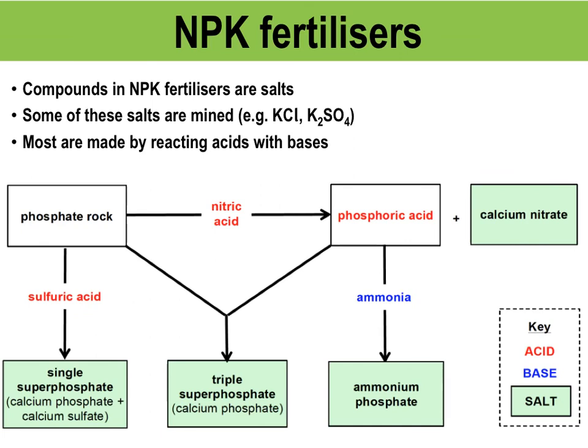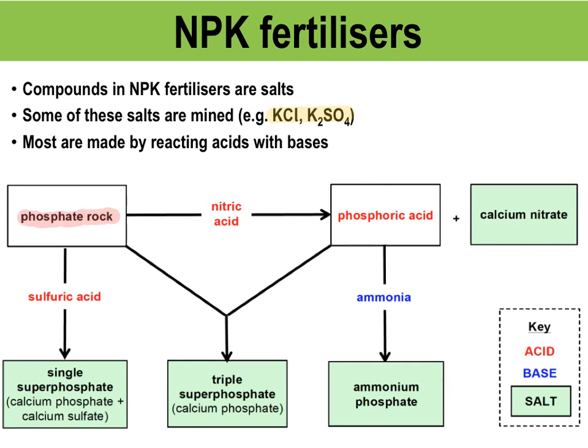Okay, so we can really break down these fertilizers into, well, they're all salts, but we can break them down into three. So some of them are mined, so you have to be aware of the ones that can be mined. So we've got here potassium chloride and potassium sulfate. So we would literally be able to dig those out of the ground. And some of them are made by reacting acids with bases. So we're going to start by looking at phosphate rock. This is something that we can dig out of the ground.